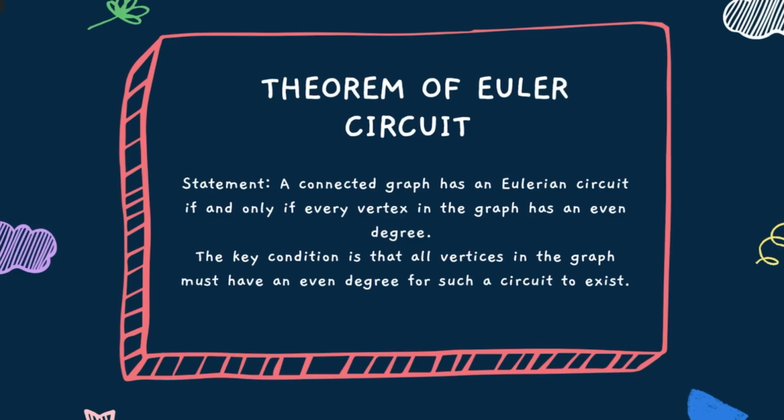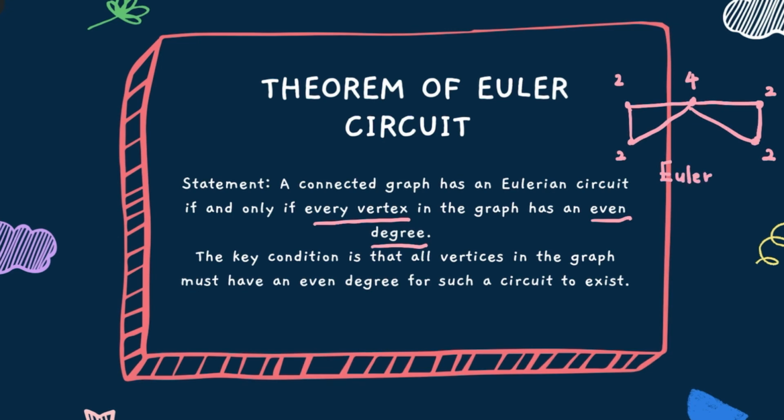Okay, next for theorem of Euler circuit. The statement is the connected graph has an Eulerian circuit if and only if every vertex in the graph has an even degree. The key condition is that all vertices in the graph must have an even degree for such a circuit to exist. For example, I'm gonna make a graph here. Okay, so in this graph, each of the vertex has odd degrees. Hence, this graph is an Euler circuit.